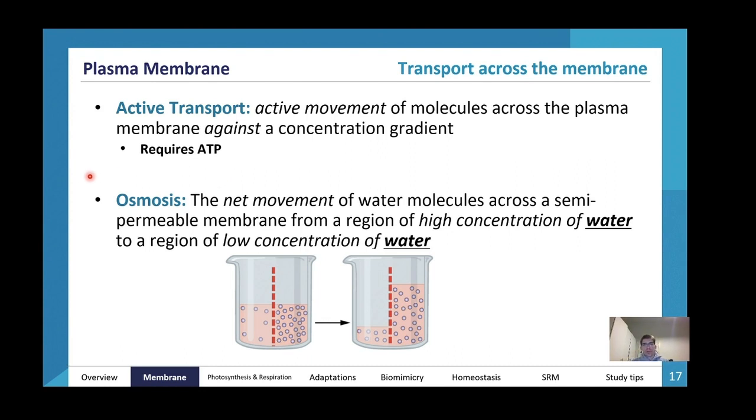How about osmosis? Well, osmosis is the diffusion of water. That's it. It's the net movement of water molecules across a semi-permeable membrane from a region of high concentration of water to a region of low concentration of water.